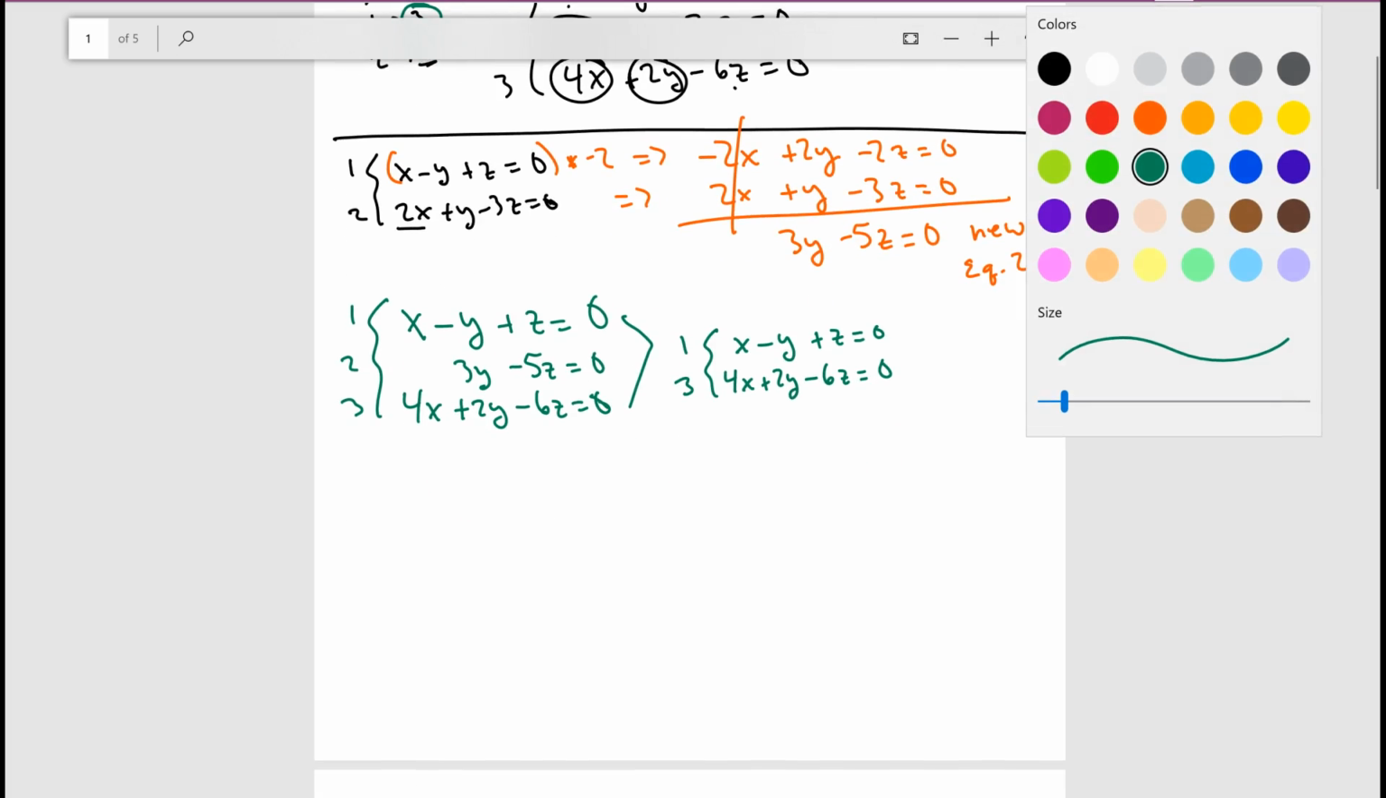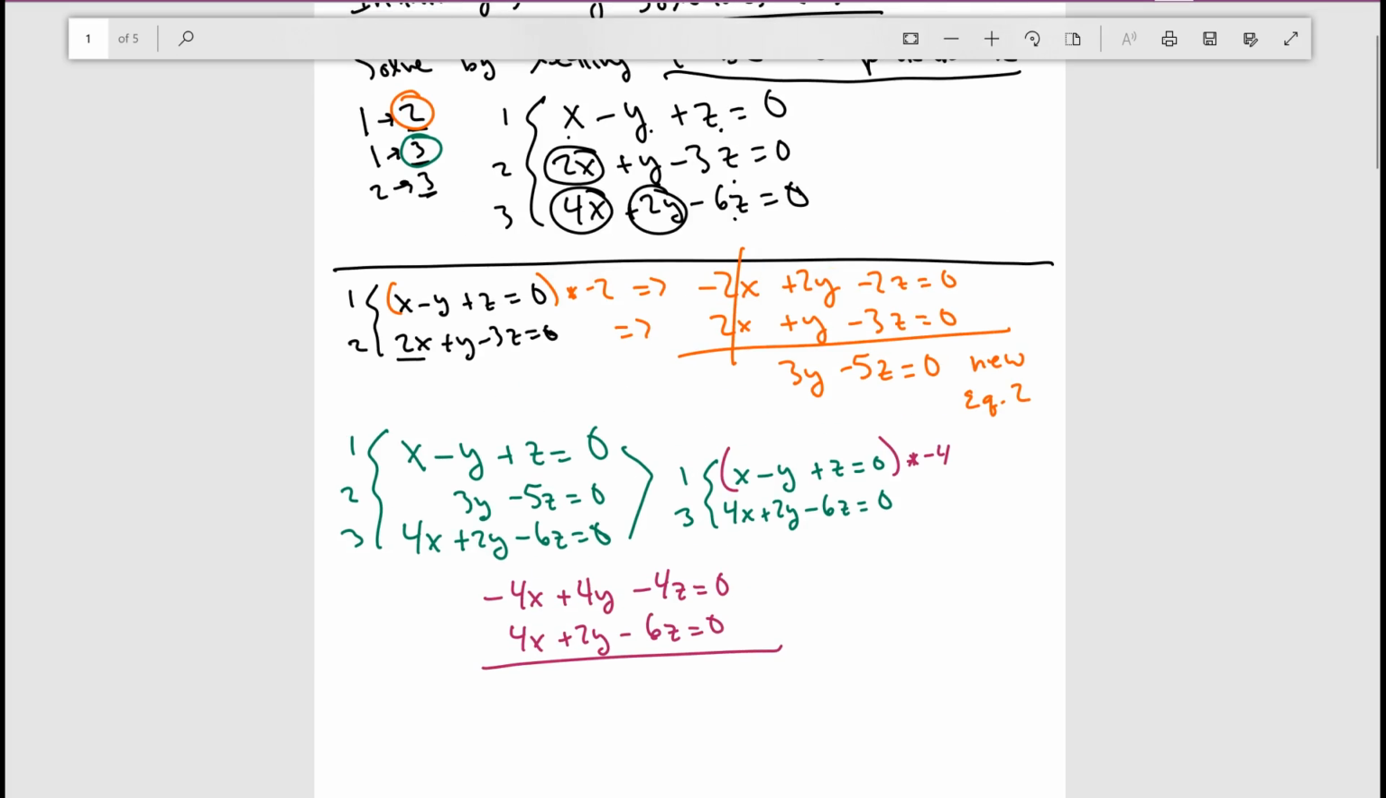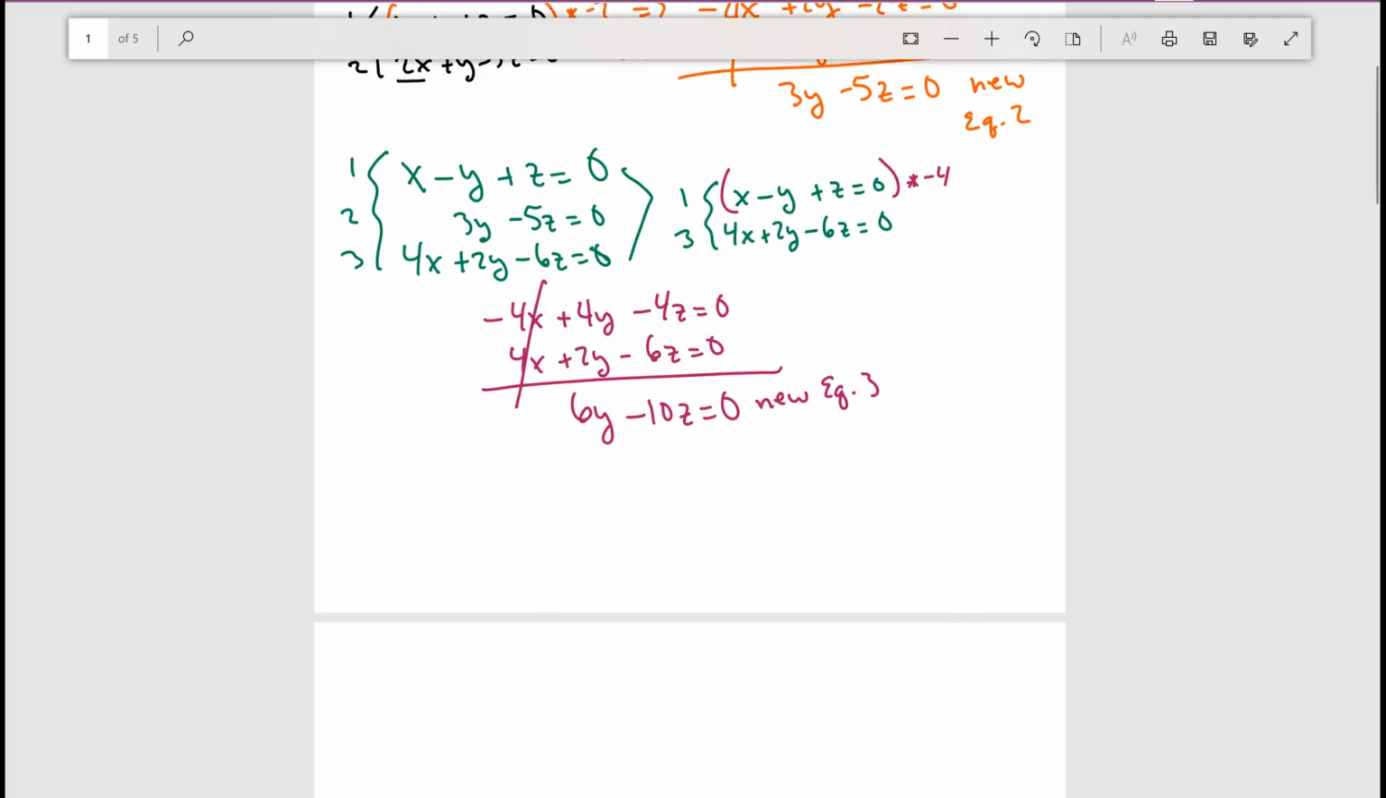Okay, so let's multiply the top one by a negative 4 so that we can get rid of that 4x on the bottom. So I'm going to have negative 4x plus 4y minus 4z equal to 0, and the bottom one is going to stay the same, 4x plus 2y minus 6z equals 0. And remember, this is going to be our new equation number 3. Okay, so this goes away. I'm left with the 6y, the minus 10z, and the 0. So this is going to be new equation number 3.